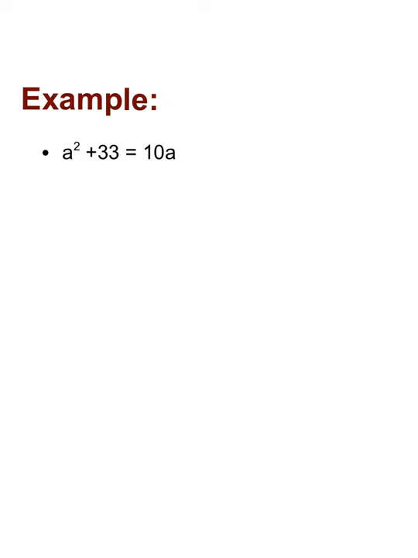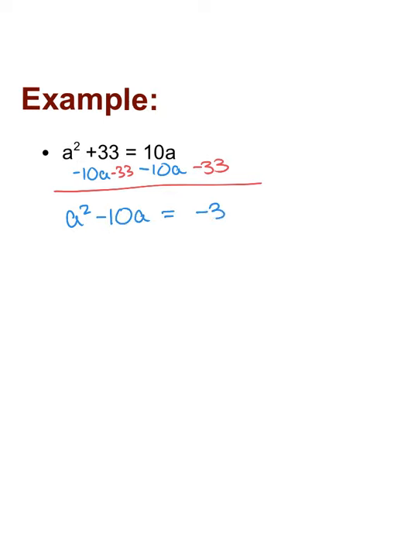Next example. Again, the first thing we want to do, letters on the left and numbers on the right. So I'm going to move my 10a over to this side. And at the same time, I'm going to move the 33 over to the other side. Again, I want letters on the left and numbers on the right. So this becomes a squared minus 10a. And then over here, I get negative 33.